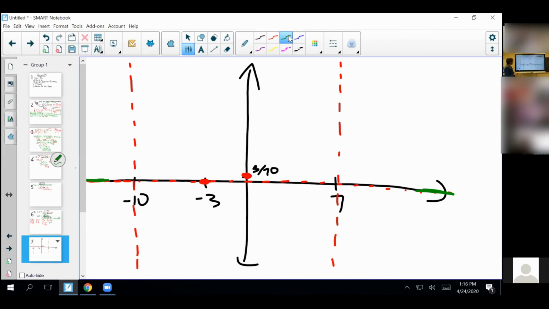Now, unfortunately with this one, and this happens sometimes, you don't really know where to go from here. You know you cannot cross a VA. So we know we're not going to just cross through this VA. So we're either going to kind of go this way, or we're going to go this way. But it's actually kind of impossible to know based off of the information we have so far. So let me erase those.